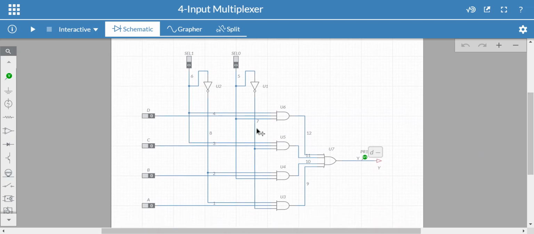So the idea behind the multiplexer is that there are 4 inputs, A, B, C, and D, or 8 if it's an 8-input multiplexer. And there's an address. This is the address. And what the address does, it tells the output which input to read. So right now the address is 0. So the output is going to read the input at 0. Sorry, let me say that again.